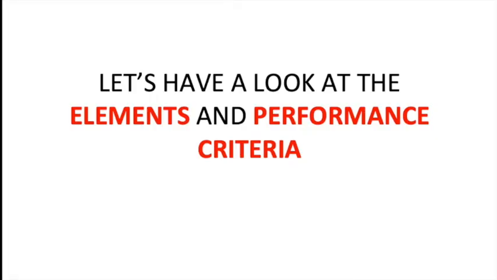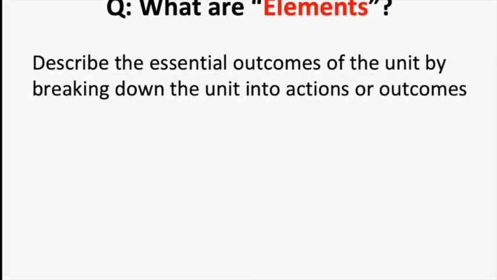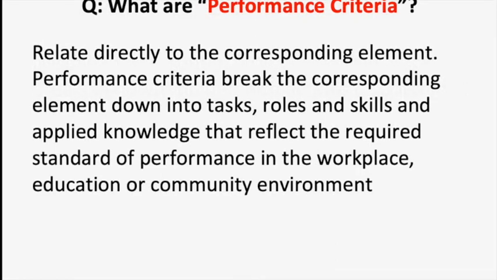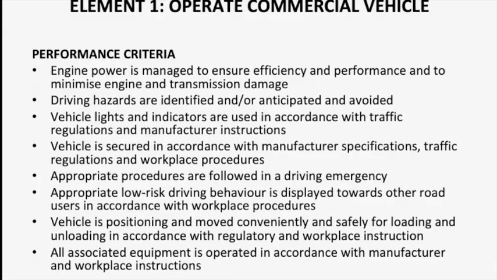Let's have a look at the elements and performance criteria. First of all, let's cover what are elements. Elements describe the essential outcomes of the unit by breaking down the unit into actions or outcomes. What are performance criteria? Performance criteria are related directly to the corresponding element. Performance criteria break the corresponding element down into tasks, roles, and skills and applied knowledge that reflect the required standard of performance in the workplace, education, or community environment.